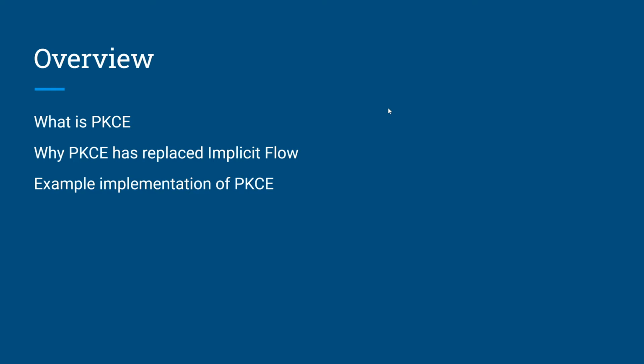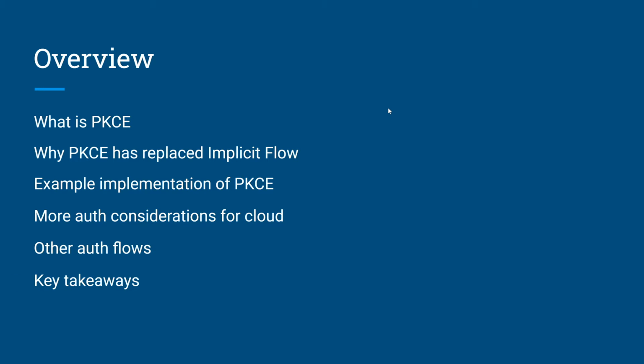We'll go over an example implementation of PKCE just so y'all can see how easy it really is to implement this to protect your cloud resources. And then we'll go over a few more auth considerations for the cloud so you make sure everything stays secure. And we'll cover a few other auth flows that don't involve web apps because we do write different kinds of software. So we need to know how to authorize those different apps. And lastly, we will wrap up with the key takeaways.